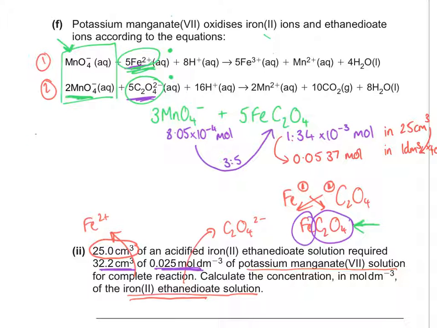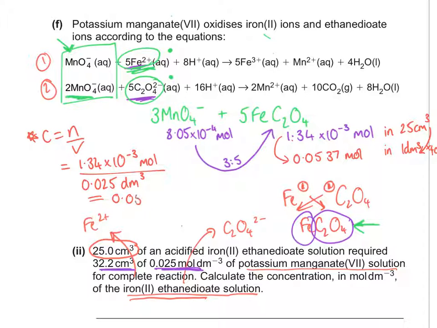Or, if I do this working out over here, you can use your equation. Concentration is n over volume. My number of moles is 1.34 times 10 to the minus 3, and my volume is 0.025 decimetres cubed. That's just 25 centimetres cubed in decimetres cubed. And that answer, again, would be 0.0537 moles per decimetre cubed.